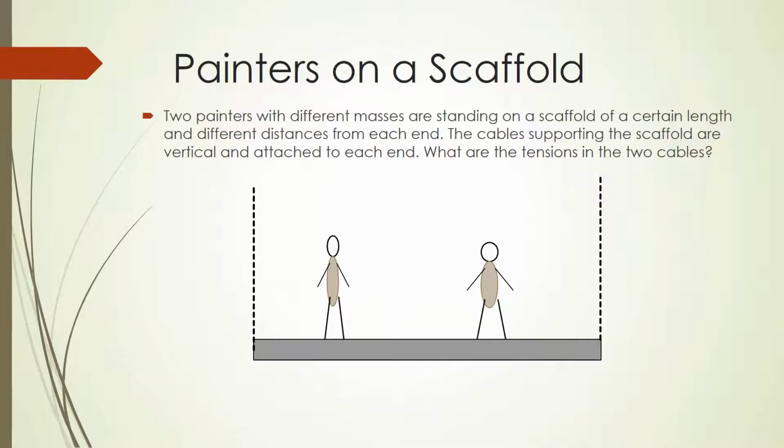The second system has two painters standing on a scaffold. Two painters with different masses are standing on a scaffold of a certain length and different distances from each end. The cables supporting the scaffold are vertical and attached to each end of the scaffold. What are the tensions in the two cables? The calculation of torque is needed to solve this problem, but all angles are 90 degrees. Also, there are no horizontal forces in this one.